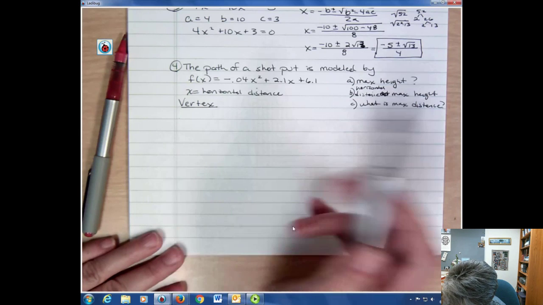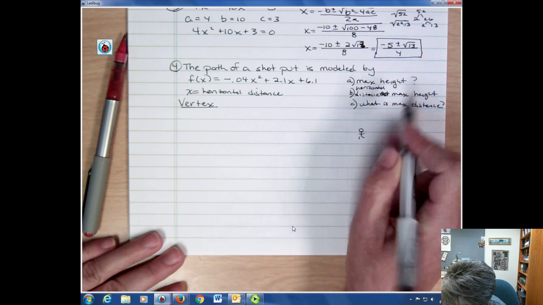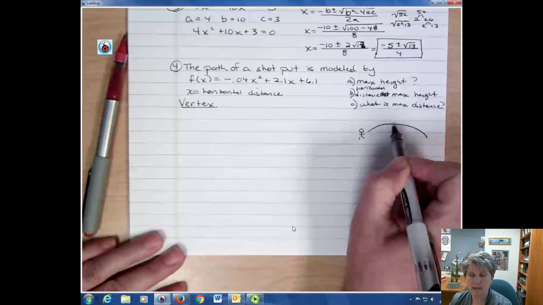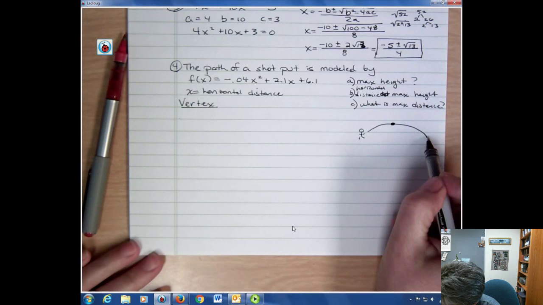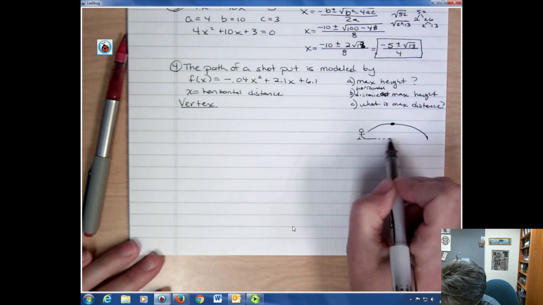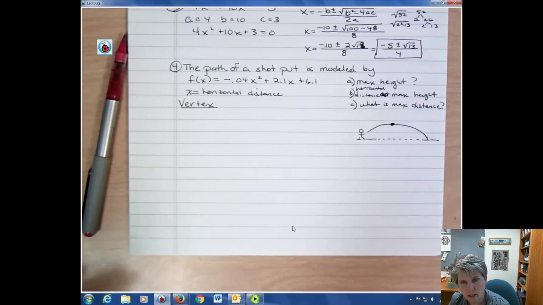Well, somebody's here and they throw a shot put and it goes up for a little while and then it comes down. So when we're talking about the max height, we're talking about the vertex of that flight path. So that's what we're looking for there. And then it eventually comes back to the ground. We're not going to talk about what if it rolls around. The distance they get is when it hits the ground.